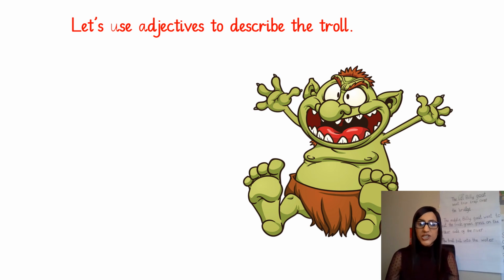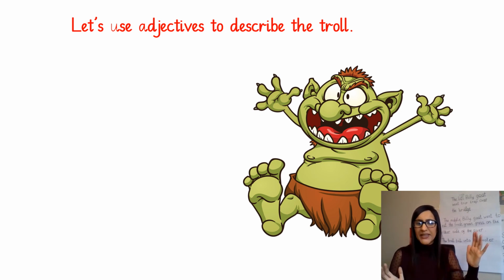Let's use adjectives to describe the troll. So tell me what the troll looks like. The troll has pointed ears. Yes. The troll has sharp teeth. Sharp. The troll has round eyes. The troll is green. Definitely.